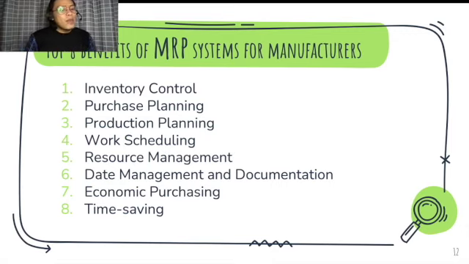And then we have economic purchasing. So what is this? This system takes into account the quantity and cost of materials needed, including the cost of shipping, storage, and carrying, to come up with the most economically viable purchase to satisfy demand. And it is also time saving. So MRP systems are fully automated and require little human intervention. So this saves a lot of labor time otherwise used to do inventory purchases and production management.